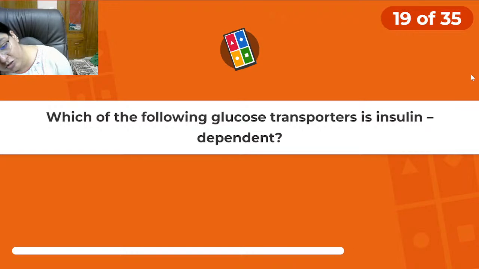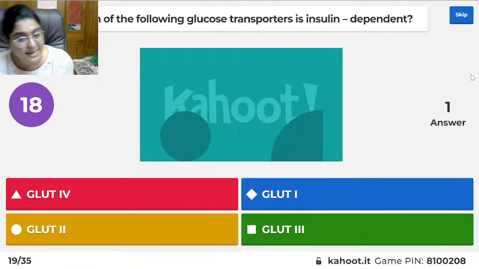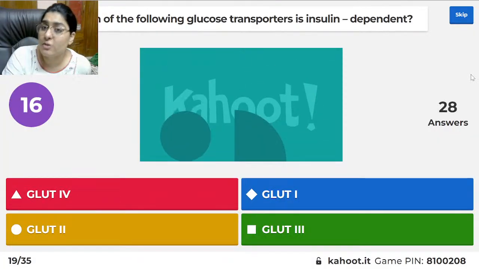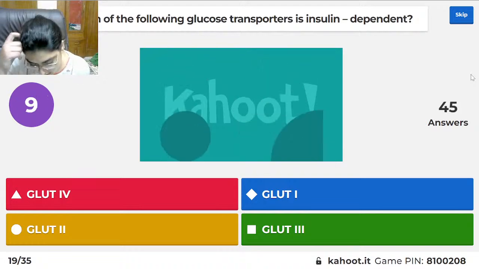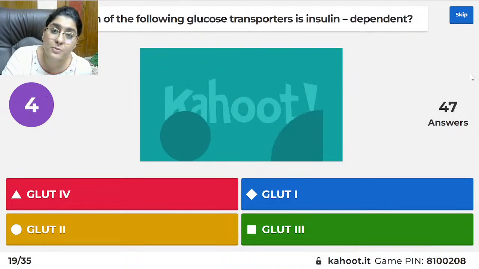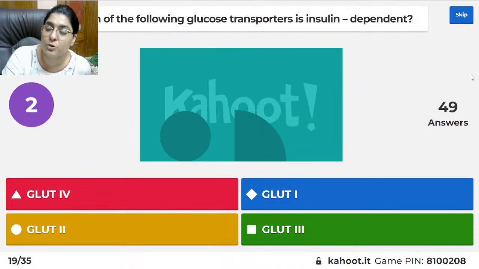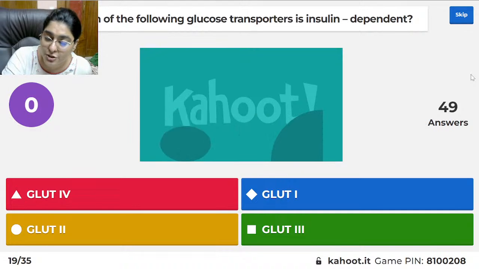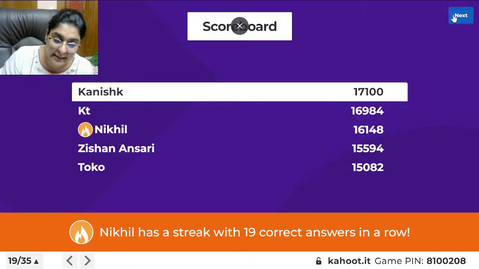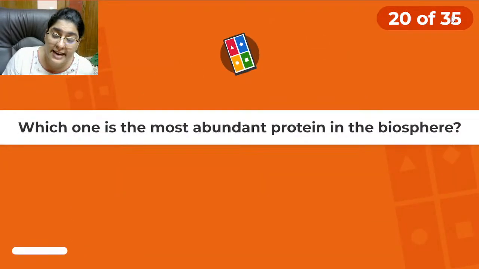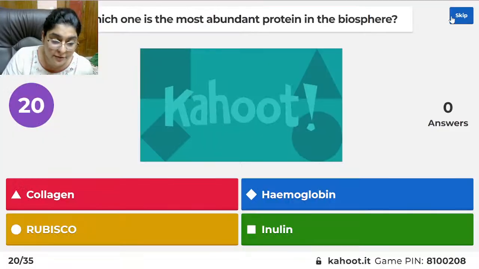Which of the following glucose transporters is insulin dependent? We know that we have proteins which can also act as transporters, like hemoglobin is a transporter of oxygen. We have GLUT transporters for glucose transport. The one which insulin uses for transport of glucose for lowering the blood sugar level is GLUT4 as mentioned in NCERT. All right, Nikhil. All 19 questions correct. I'm so proud of you.